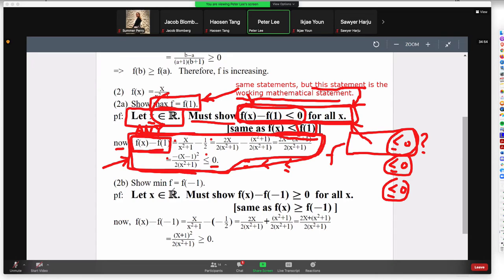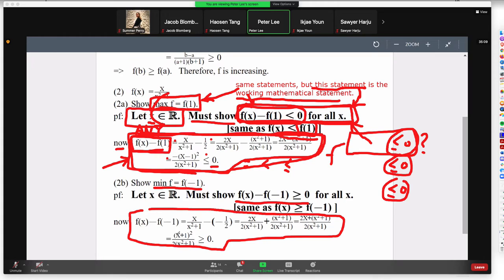And then if you look at part 2b, it's very similar, except in this case, the minimum of f is this. And so you have to show that f of x is greater than it for all x. That's how we put it. That is now the proof of this. So this is very similar. Okay, so that's the maximum. In this case, f of negative 1 is the minimum. So f of x minus f of negative 1 must be greater than 0, because we are saying that f of negative 1 is a small value. So this must be big minus small. It has to be positive. And so that's what it is.